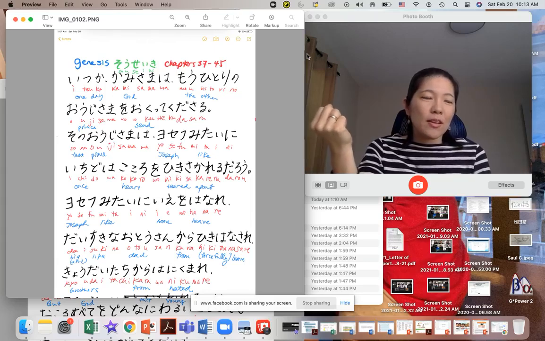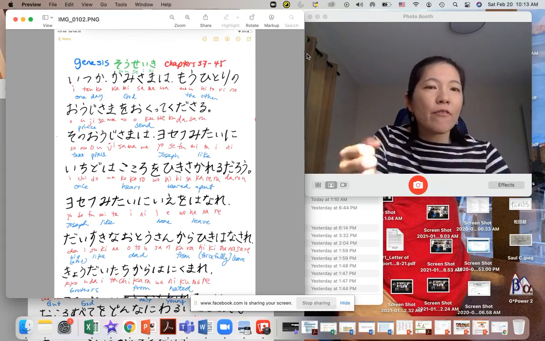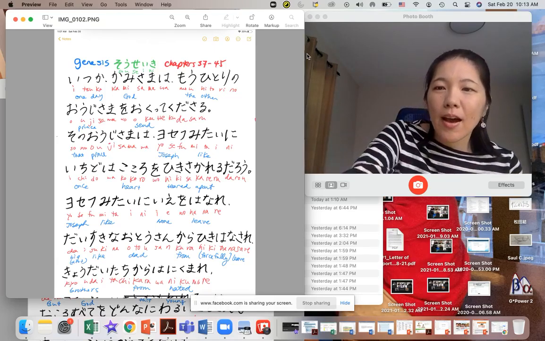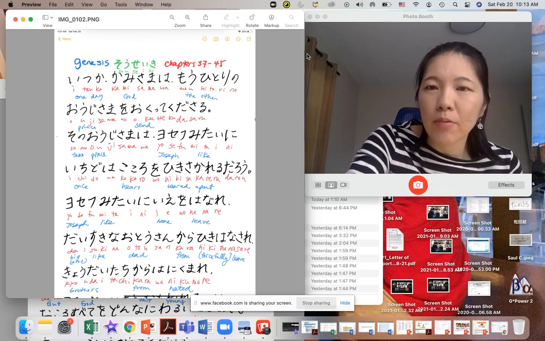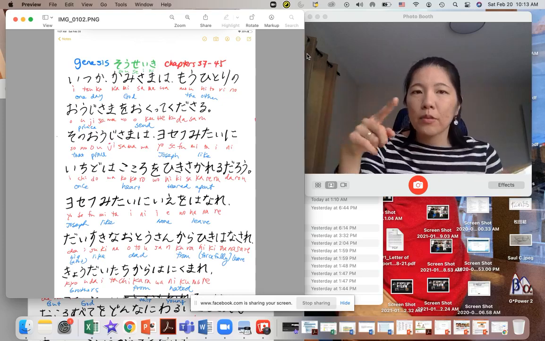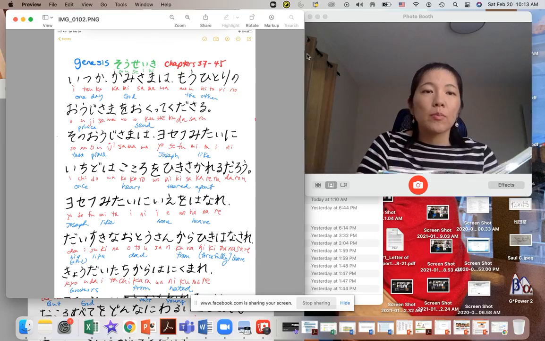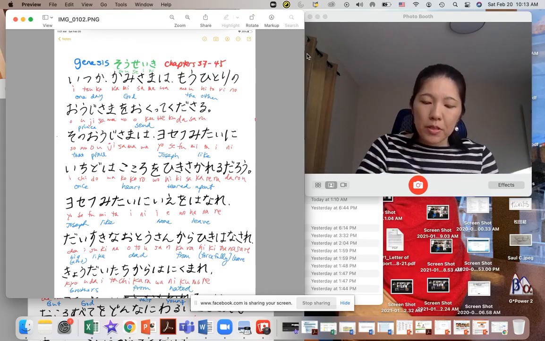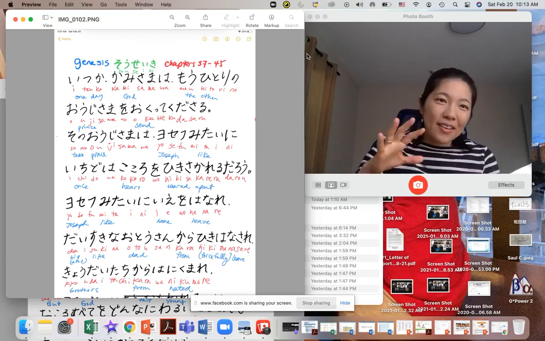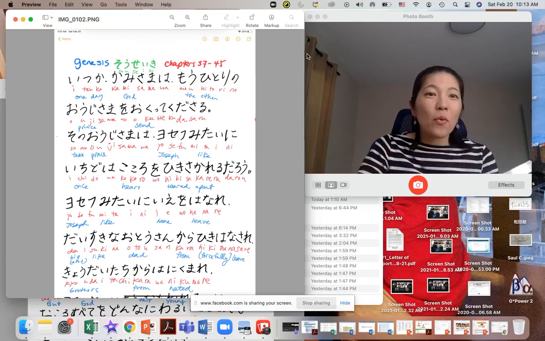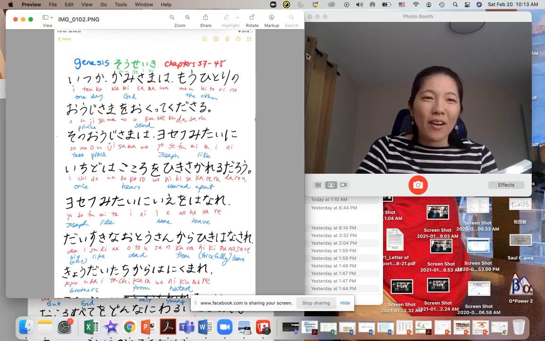So I want to read this first in English. I did it in a different way. I wrote everything in Japanese, as you can see on the screen. I put the hiragana and then the meanings of some words below in blue. But I want to read it first in English so that we can see kind of what's going on in the content.